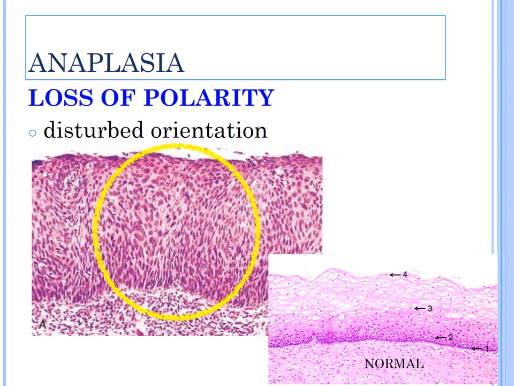But when you disturb that stratification, that orientation, you will see now on the left side that the basal cells, parabasal cells, are up there in zone number 4. They're in zone number 3. So, it is already a disturbed orientation. And this is already loss of polarity. See? And this is considered already a precancerous change.